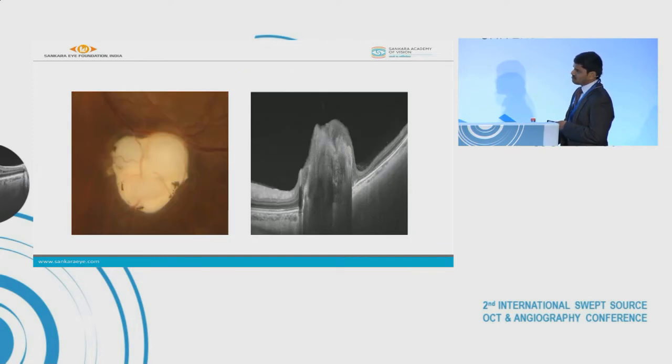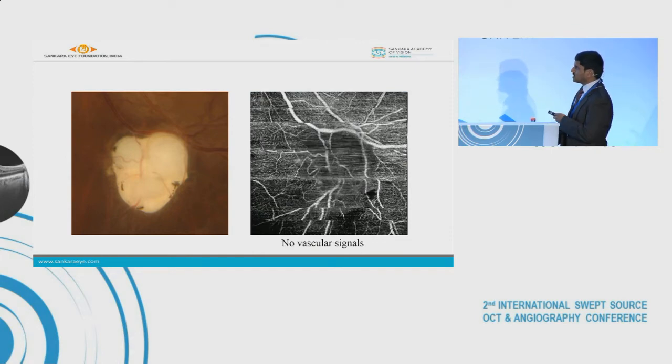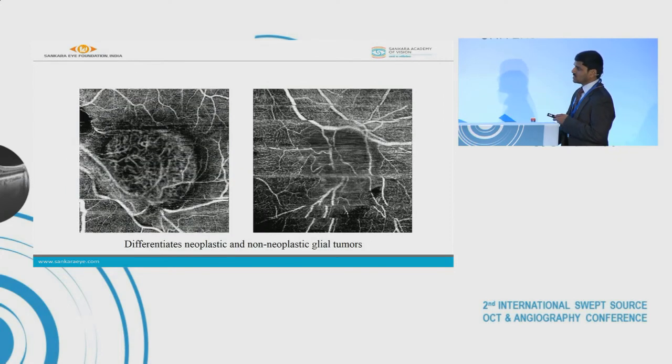But what about this? This is definitely a yellowish white lesion which is abruptly elevated from the retinal surface. It appears to be intraretinal on OCT. So probably a glial cell tumor. Is it an astrocytoma? But if we do an OCT-A, we see that there are no vascular signals within the lesion. So it points to a diagnosis of a non-neoplastic lesion, probably focal pseudoneoplastic gliosis of the retina. So OCT-A can help us in differentiating a neoplastic lesion from a non-neoplastic lesion.